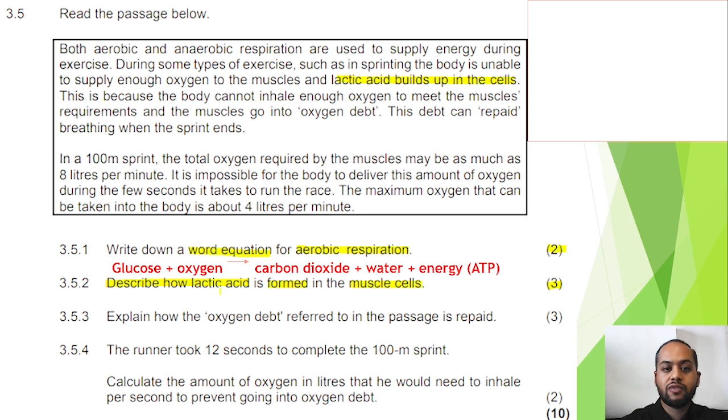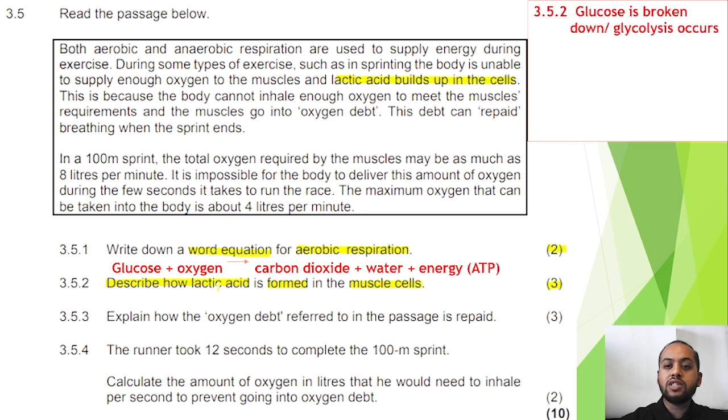How is lactic acid formed? You need to first think about lactic acid fermentation. What happens in lactic acid fermentation? Lactic acid fermentation takes place in the absence of oxygen. Glucose is broken down into pyruvic acid, and then pyruvic acid is going to form lactic acid.